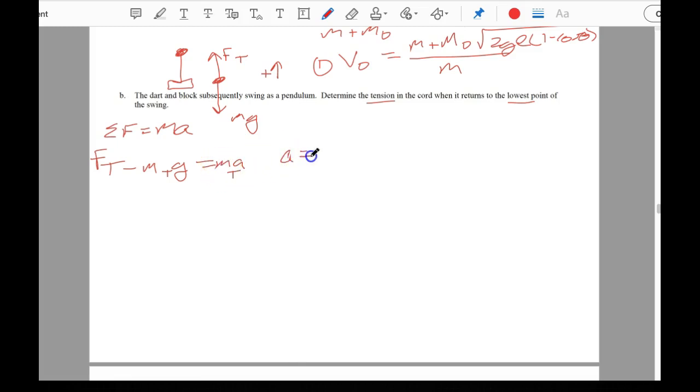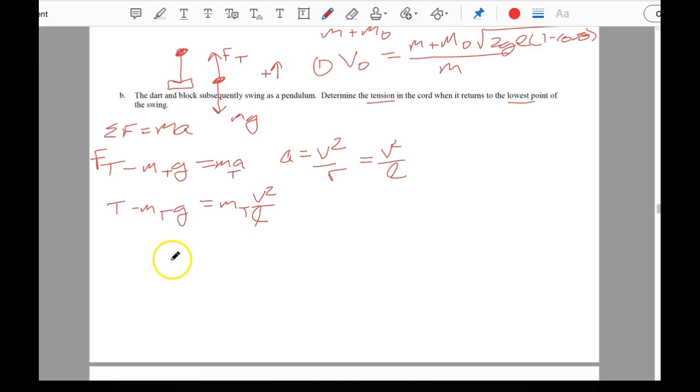We know that A is equal to V squared over R because this is turning in a circle, so it's centripetal acceleration. That's pretty important. The other thing we could do is say that this is V squared over L, because L is the length of the cord, which is also the radius. Now we've got our equation again. Let's plug these things in. So we've got T minus MTG is equal to the mass total times V squared over L.